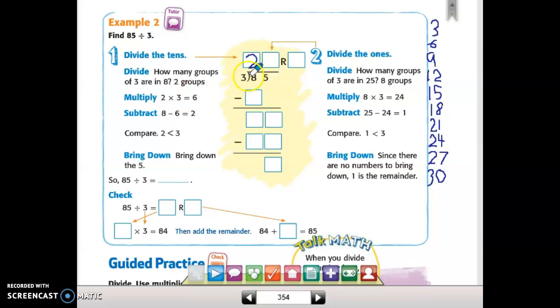Now I'm going to multiply 2 times 3. 2 times 3 is 6. That's what I got here. I'm going to subtract. 8 minus 6 is 2, as it says right there. Now I'm going to bring down that 5 because I just regrouped basically 2 tens. So now I've got 25 ones, and I need to see how many 3s I can fit in there. So 1, 2, 3, 4, 5, 6, 7, 8. 27 is too big, so 8.